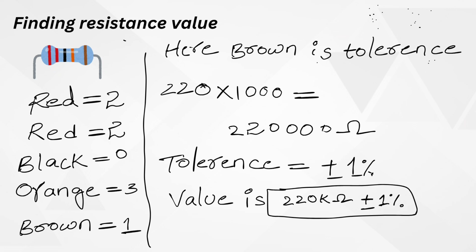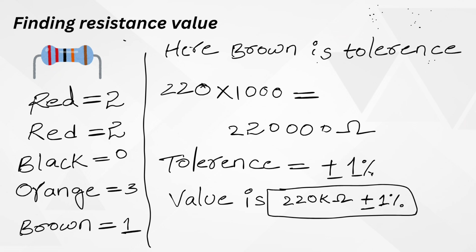So we know that red is 2 and another 2, black is 0, orange is 3, brown is 1. See here, orange is the last color, right? So what is the value of orange? It is 3, which means we have to multiply with 1000, meaning 10 to the power of 3, which is 1000. So 220 into 1000, so now we got 220,000. This resistance value is 220 kilo ohms with 1% tolerance, right?